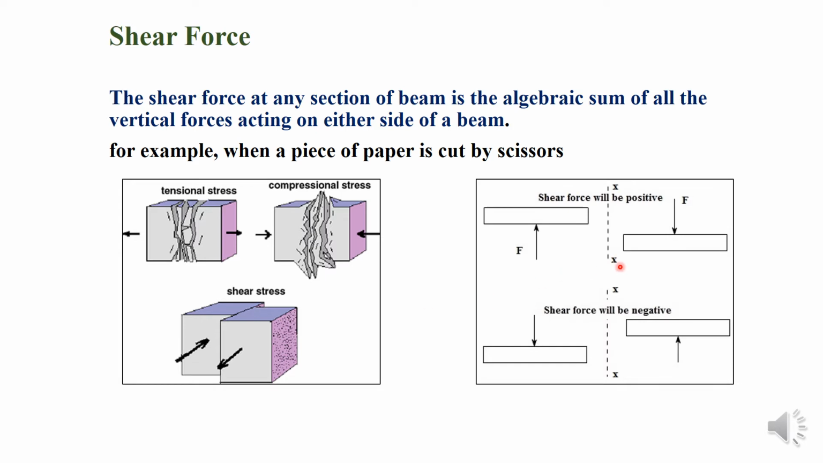Now these are the sign conventions used while solving problems. Shear force will be positive if, considering the section XX, the force on the left side acts upward and the force on the right side acts downward. Shear force will be negative when the force on the left acts downward and the force on the right acts upward.